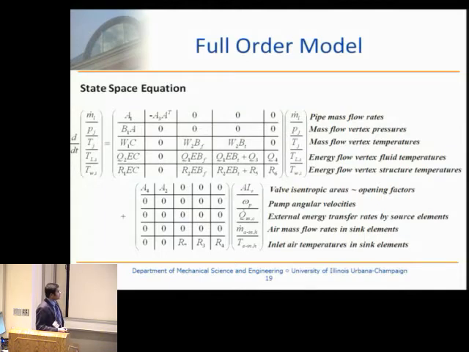The states are the various mass flow rates and pressures in the hydraulic components, and the temperatures in the thermal components. Some of the inputs here can be treated as control inputs, like valve opening factors or pump speeds, assuming variable speed pumps. Some of these are disturbances, for example, the inlet air temperature, which normally is the ambient temperature, or a mix of the ambient and the air that is recirculated, or also the air mass flow rates.